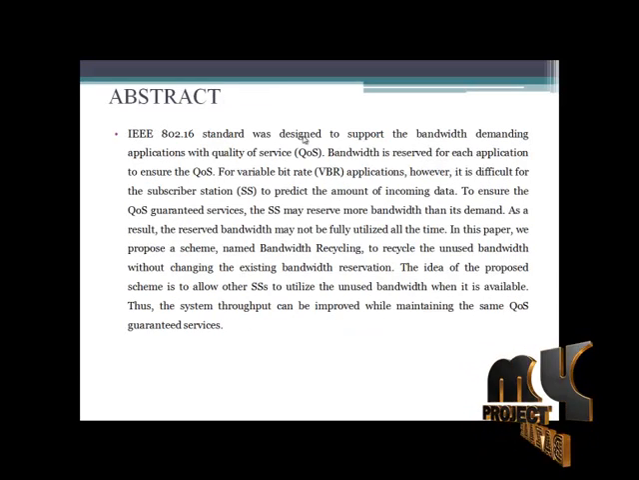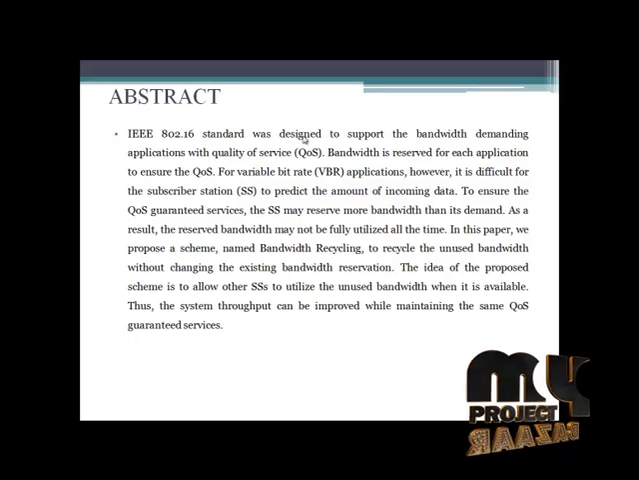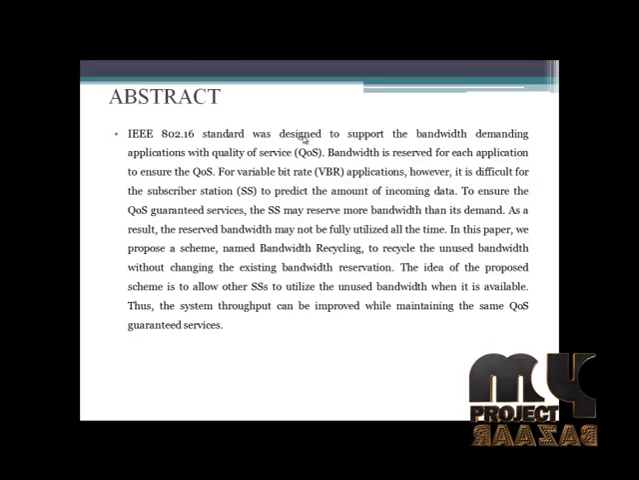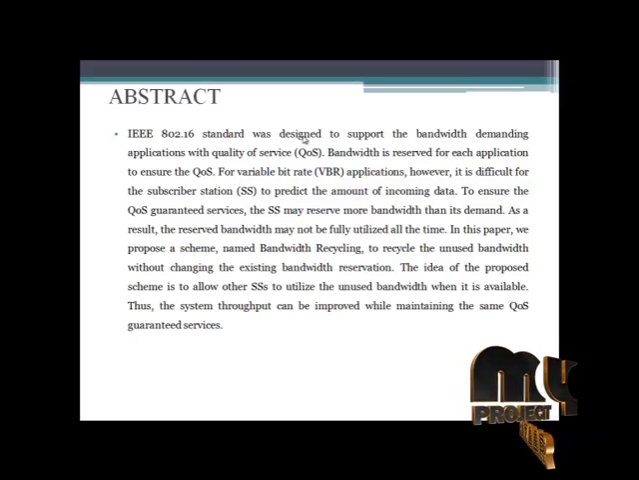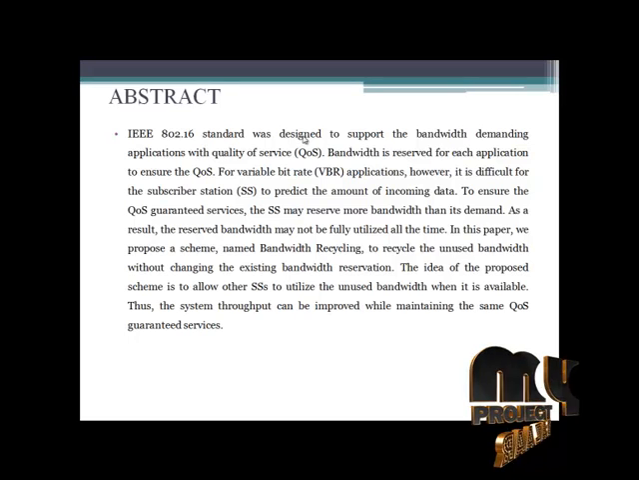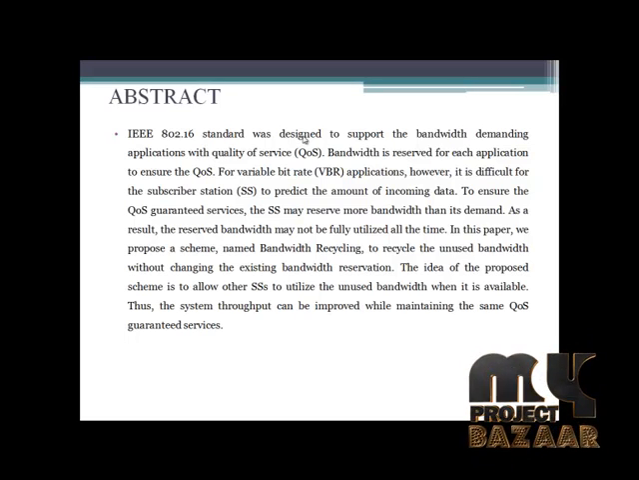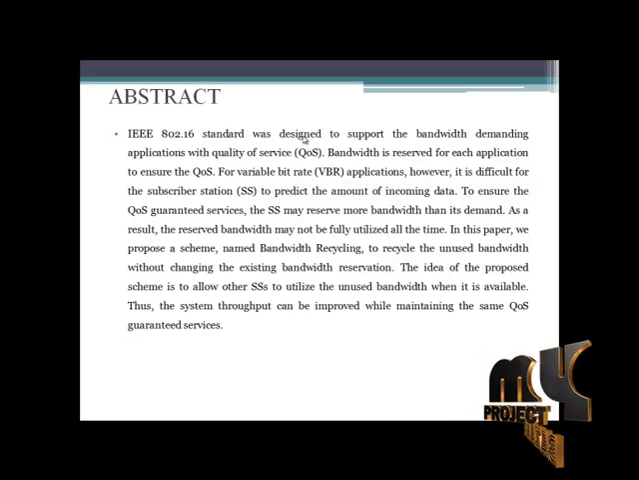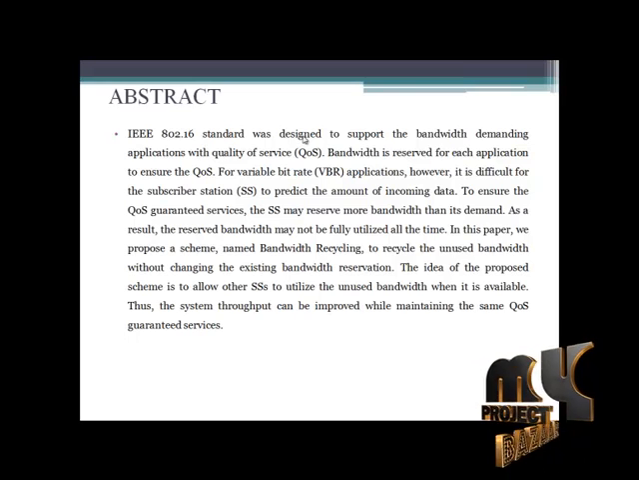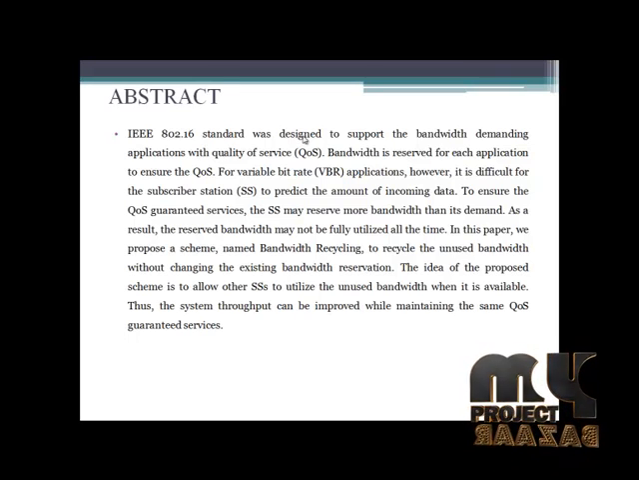Let's have a look at our abstract. The IEEE 802.16 standard was designed to support bandwidth demanding applications with quality of service. Bandwidth is reserved for each application to ensure the quality of service. For variable bitrate, VBR, applications, however, it is difficult for the subscriber station to predict the amount of incoming data. To ensure the QoS guaranteed service, the subscriber may receive more bandwidth than its demand. As a result, the reserved bandwidth may not be fully utilized all the time.